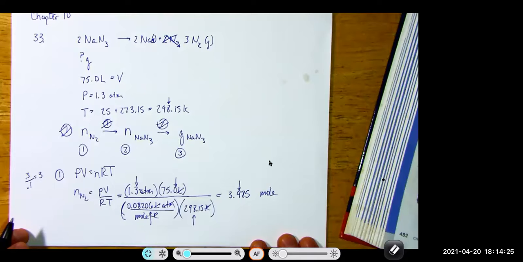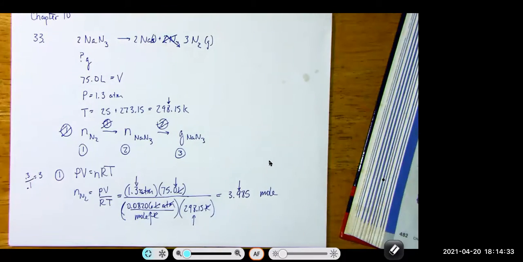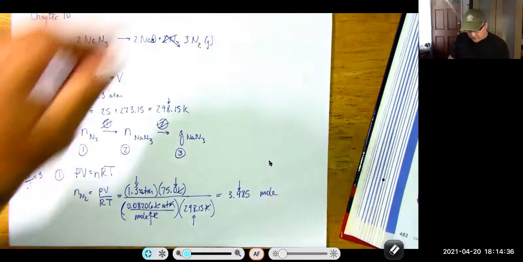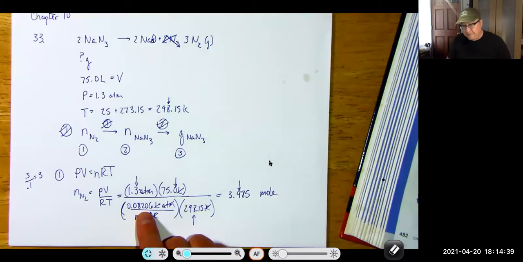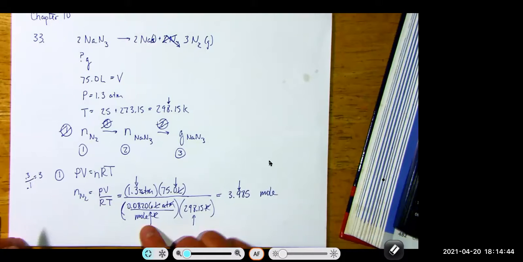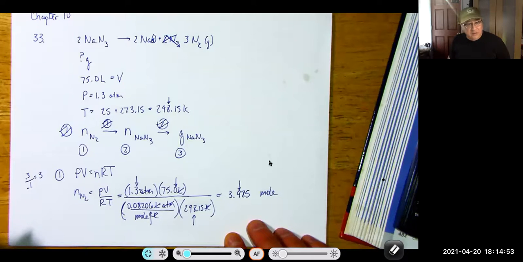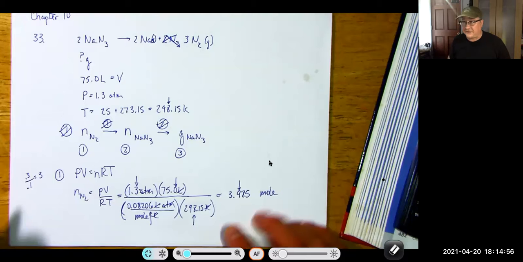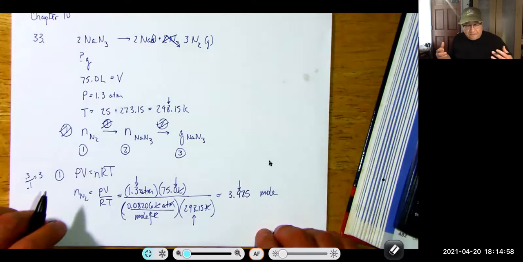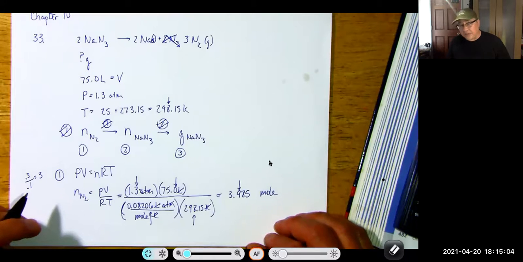One sec, I got something slightly different. What did you get? 3.96. Did you use 0.08206 or 0.0821? Oh, I used 0.0821. Okay, so should we use 0.08206? Yeah. You should use 4 sig figs on that, just because whenever you have a constant, you want to use more sig figs than are usually present in the numbers you're given.